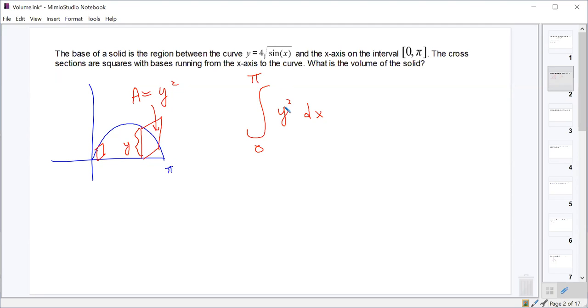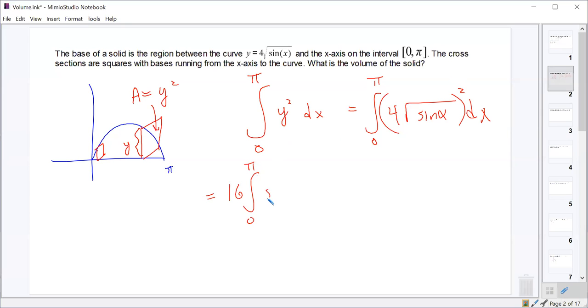All right. So what do we turn the y squared into then? 16 sine x. Yep. We'll just square the 4 root sine x. I'll just write 4 root sine x to start with. Pull the 4 squared out. 16 times the integral from 0 to pi of sine x dx, which gives us what? 16 times, or negative 16 cosine x if we want to. Put the 16 back in. From 0 to pi. And what does that give us?